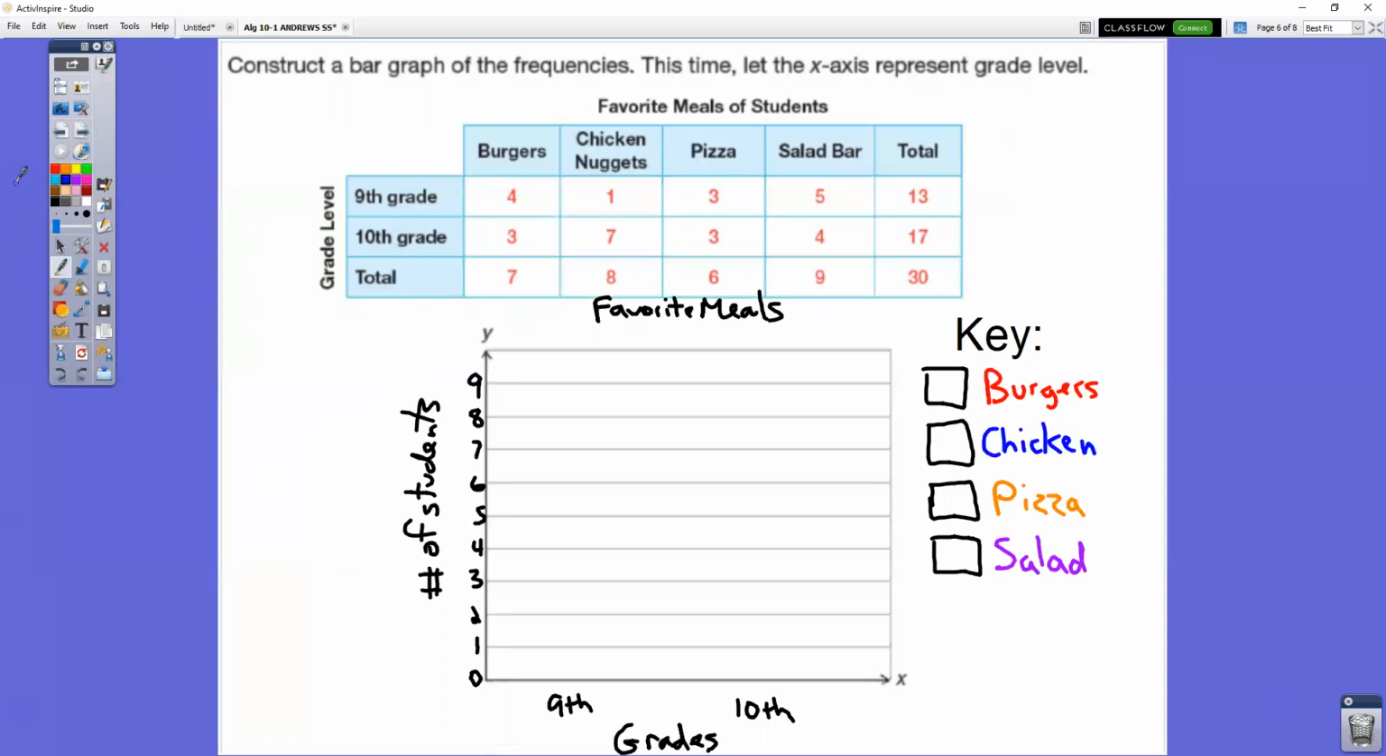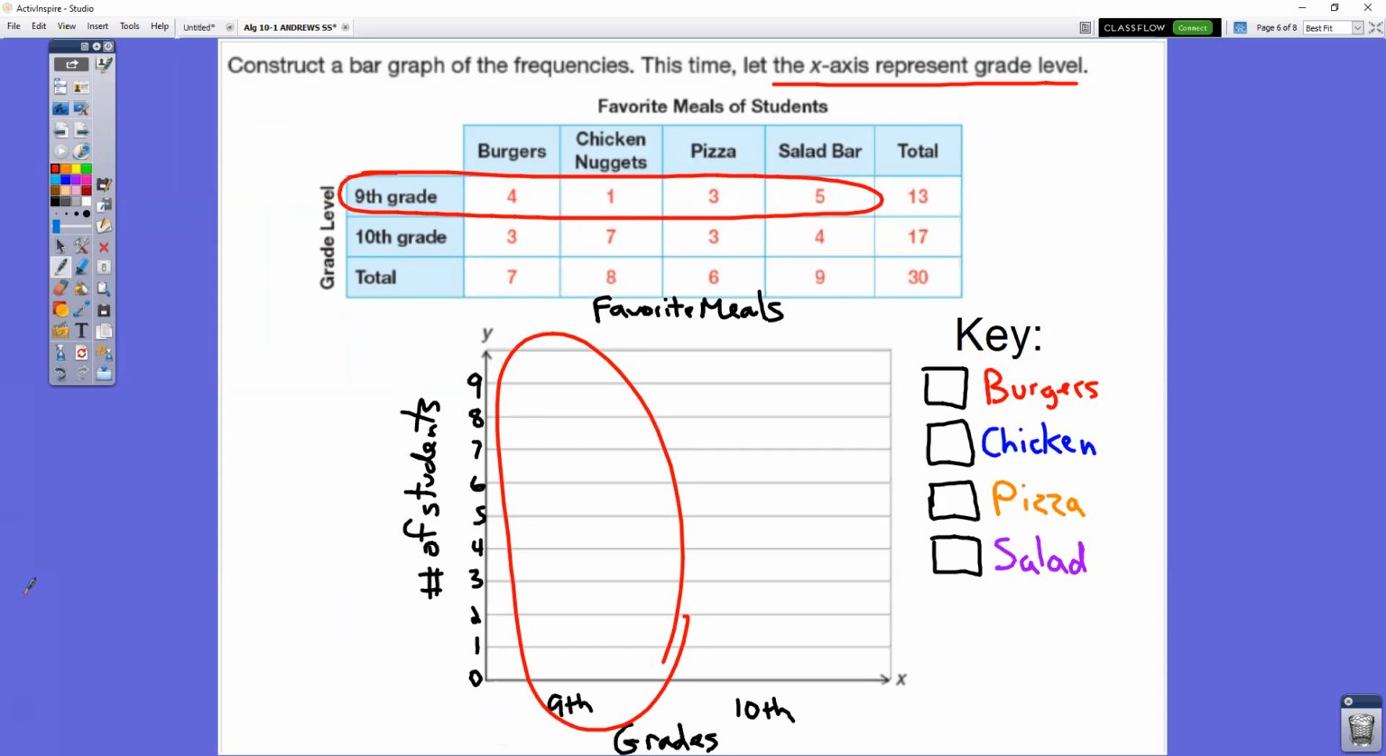This next one is actually going to be a quadruple bar graph, all right? So notice that this one says, construct a bar graph of the frequencies. This time, let the x-axis be the grade level. So we flip-flopped what was going down there. So now we have 9th graders. We're actually going to have 4 different bars here for the 9th graders. What we're going to put right there is this whole row going across, because now we have 9th graders at the bottom.